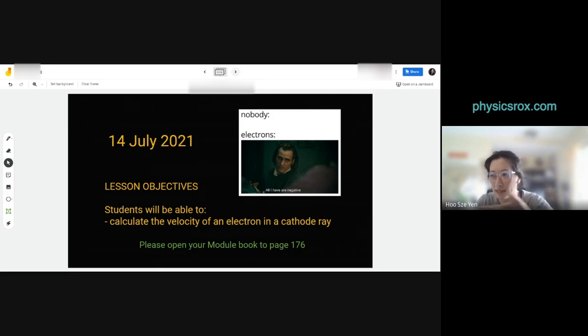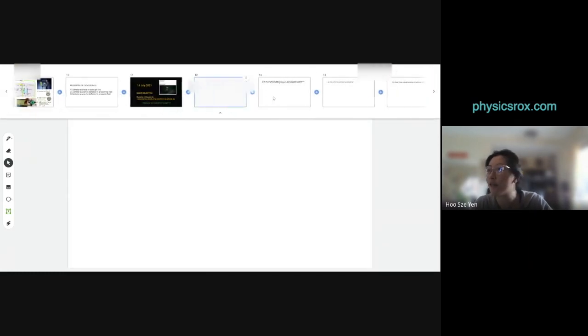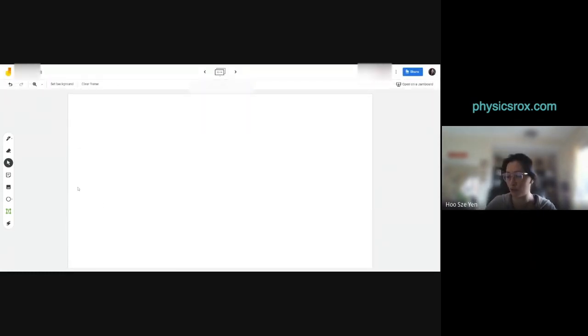So the only thing maybe is the calculation of the velocity. But even then, you see, it's not difficult. So let's go into the calculation of the velocity. I'm going to slide number 12 if you want to come in on the Jamboard with me, okay? So it's like this. If you have the cathode, let's connect this. I'm borrowing this from your textbook, but you don't need to refer to your textbook for this, okay? Yeah, it's on page 175, but I'm modifying it a little bit.